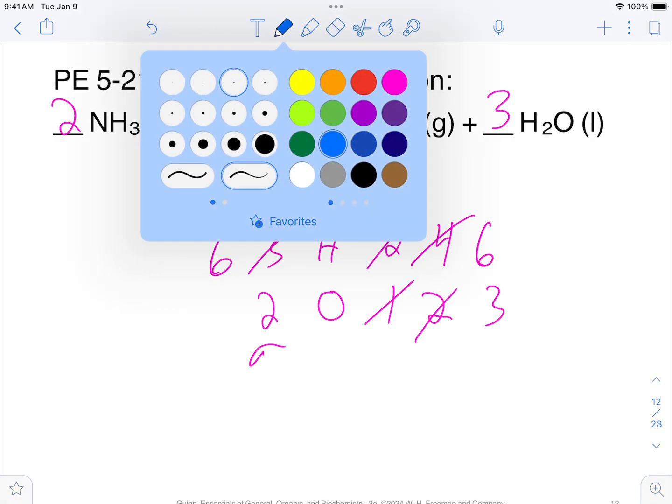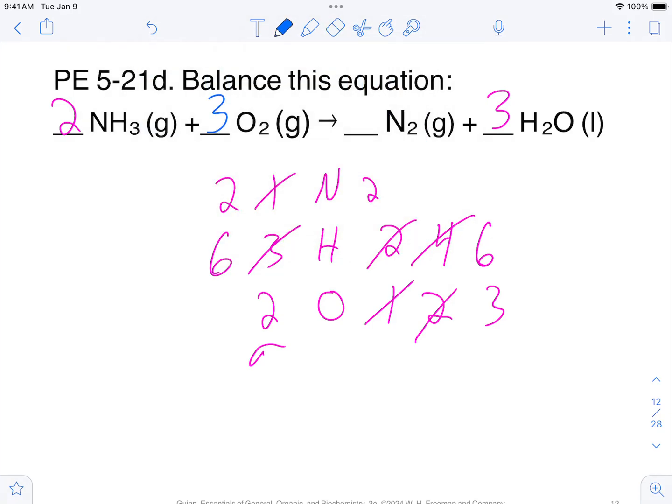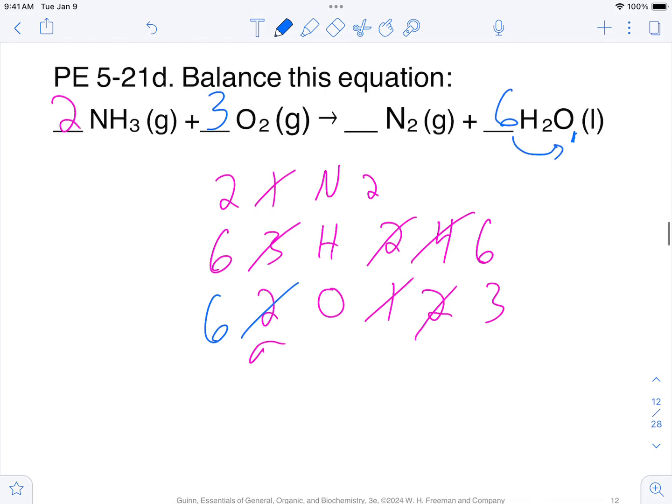So if I want to make both of these a 6, I would put a 3 here to make that a 6. And then for this O over here, if I want to make that a 6, there's a 1 here right now, that would have to be a 6, because 6 times 1 is 6. That 6 makes my H's now be 12. And now my H's are messed up on the left, so I would need to make this 2 a 4 to make this H a 12.